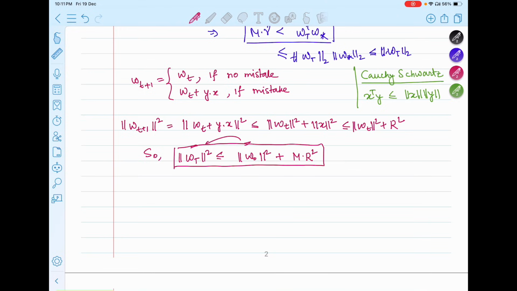The first important inequality we got. Right? Now let us combine both of them. So combining both of them, what can we say? We can say that M square gamma square, I'm taking the square of the first inequality, okay? M square gamma square is less than or equal to W_T norm 2 square. And that is less than or equal to W_0 square plus M R square.